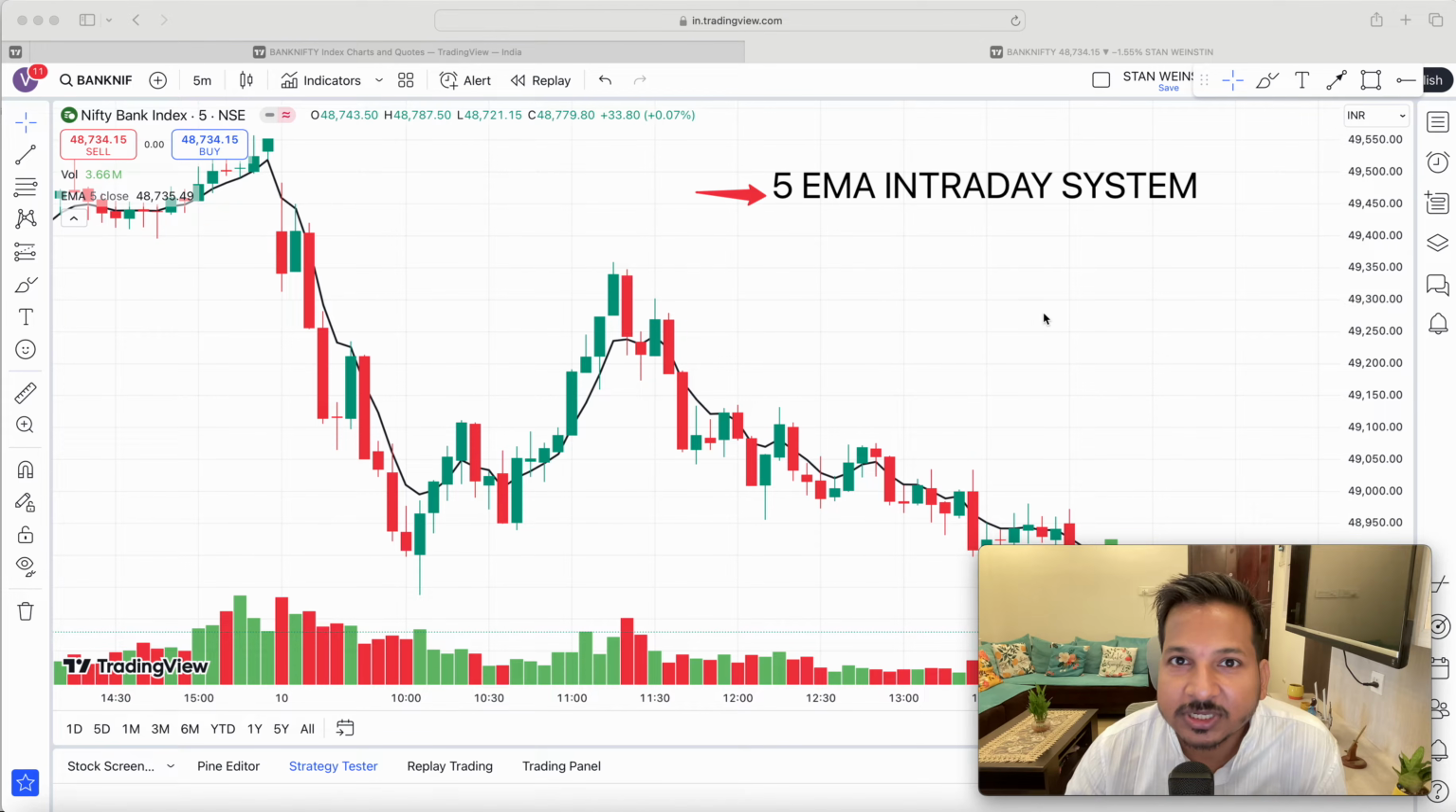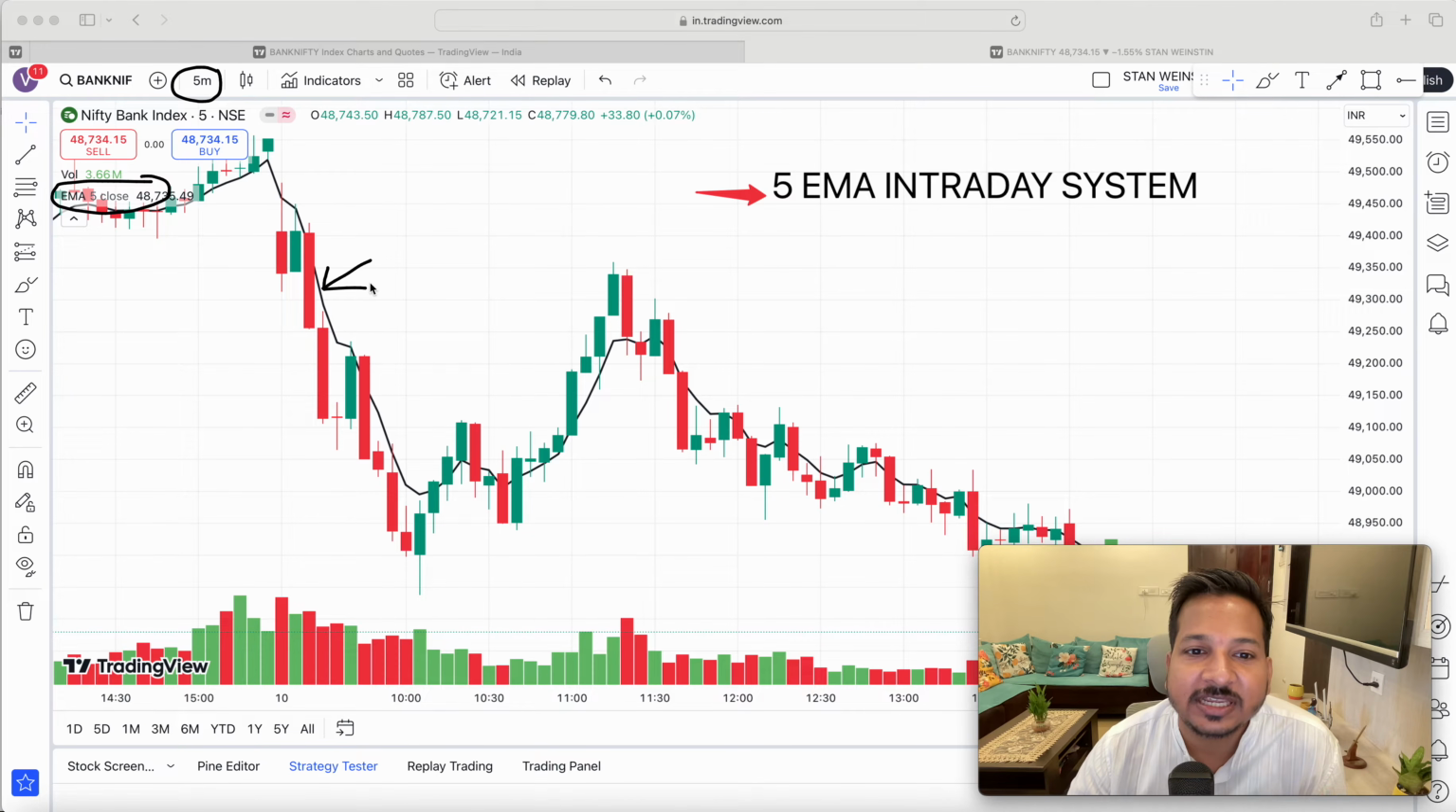If you are using it for intraday, you have to make a 5-minute chart in tradingview.com or in your browser. Then you have to add one indicator called EMA. You have to add the 5 EMA. This black line is the exponential moving average with a period of 5, and we are using it on the 5-minute chart. These two things should be clear: the 5-minute chart and the EMA setting should be 5.